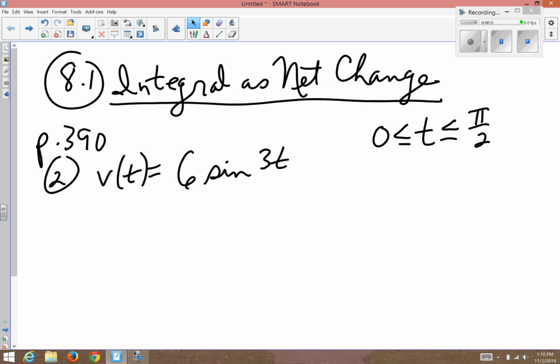So a few things before we read the directions for this exercise. V is velocity. If this is velocity, then the position, this is the velocity in meters per second of a particle moving along the x-axis. So the position, if that's going to be a function of time, has to be the antiderivative of the velocity function of x with some number down here. I'll explain why I'm picking 0 in a second.